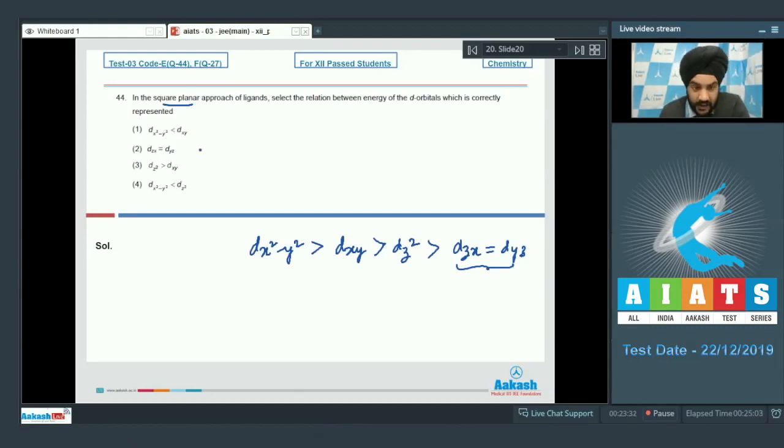Okay, so the first option is not correct, students. Dx square minus y square has the greatest energy. If we talk about the second option, we have dzx and dyz, and they are given to be equal. So this is the correct option, students. If you talk about the third option now, it says that dz square has a greater energy than dxy. So this is not correct. The dxy has a greater energy. They are repelled more as compared to dz square, and as a result, their energy is greater. If you talk about the last option, dx square minus y square has the greatest energy, and as a result this option is also not correct. So students, for question number 44 we have to mark the correct answer as option 2. Okay. Let us look at the next question now.